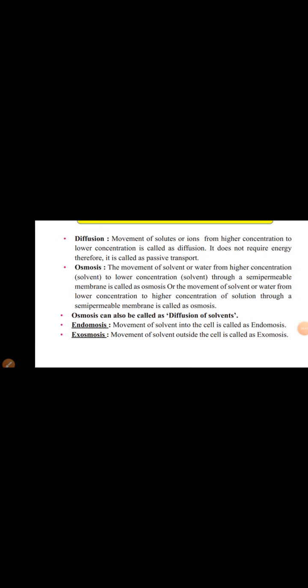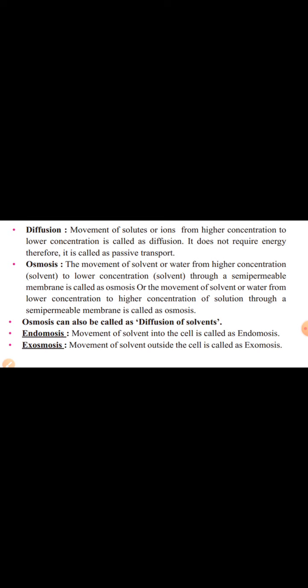And how is this done? It is done in two ways. These two processes are known as diffusion and osmosis. Children, let us now discuss what diffusion and osmosis are. Diffusion is the movement of solutes or ions from higher concentration to lower concentration. It is a kind of passive transport, which means it does not require any energy. Here, what kinds of molecules, and what kinds of movements of molecules, are possible?